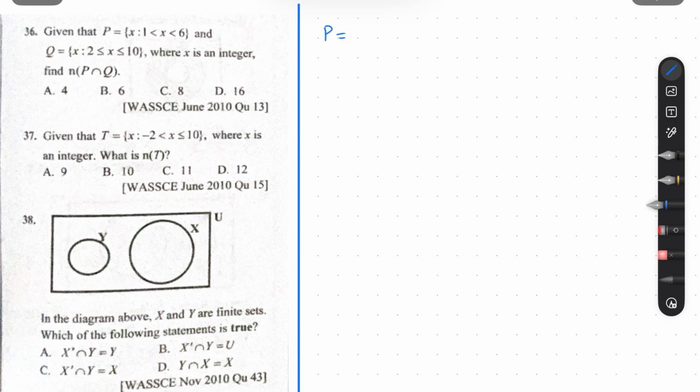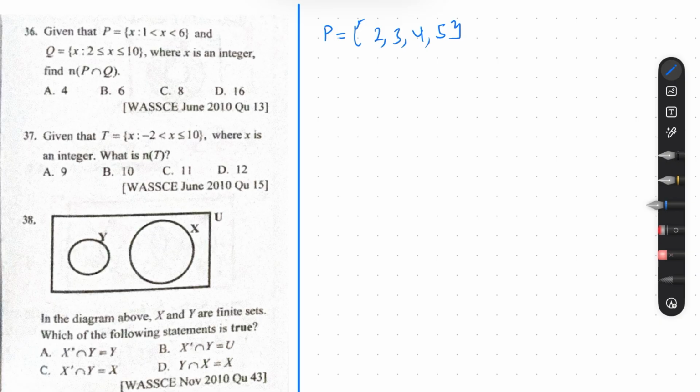P is equal to the set between 1 and 6 non-inclusive. Non-inclusive because we don't have an equal to sign here. So from 1 to 6 non-inclusive, what do we have? 2, 3, 4, 5. Okay, so that's from 1 to 6 non-inclusive.